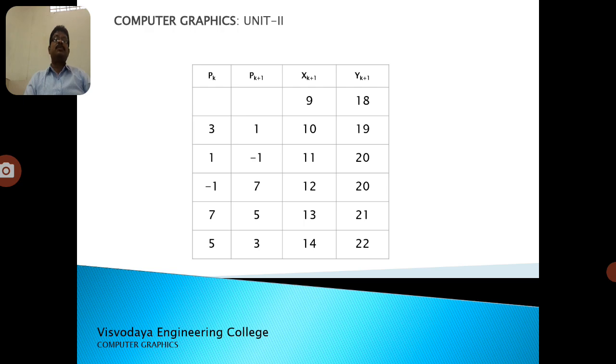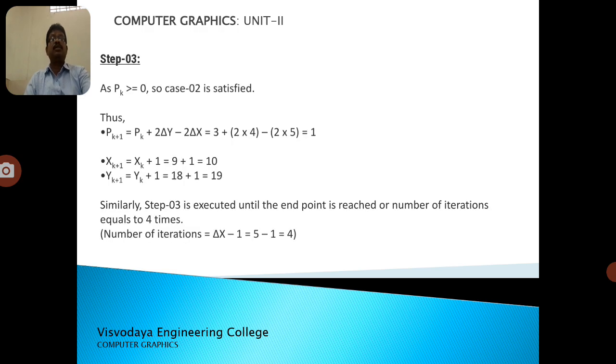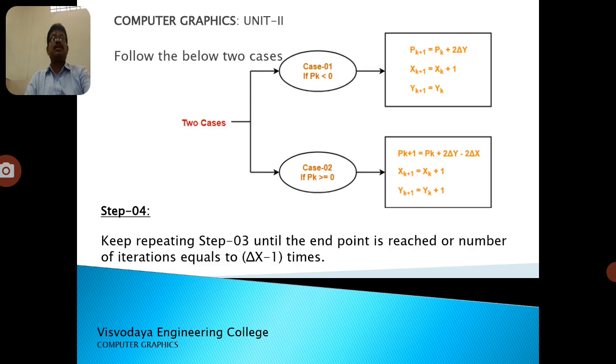Then the next parameter we will find only the 1. So that is the equation, we can substitute the values and finally we get the next parameter, that is the pk plus 1. So here the next coordinates are both the incremented value when it is greater than 1. That you can observe here in this case.